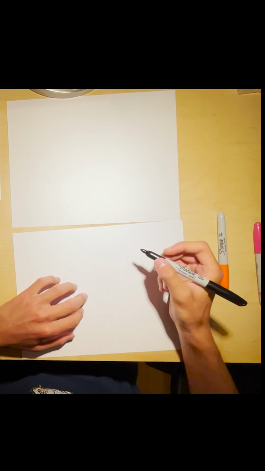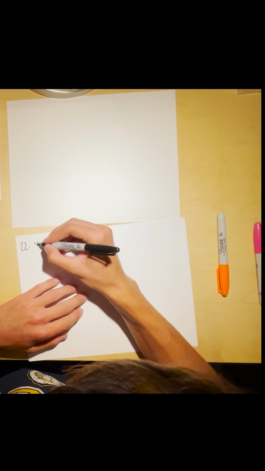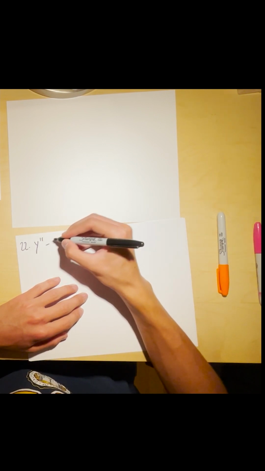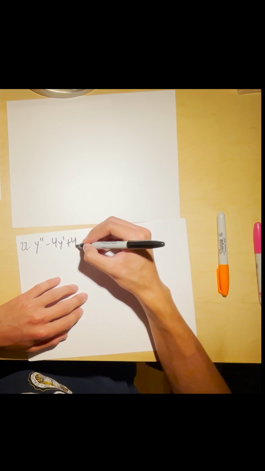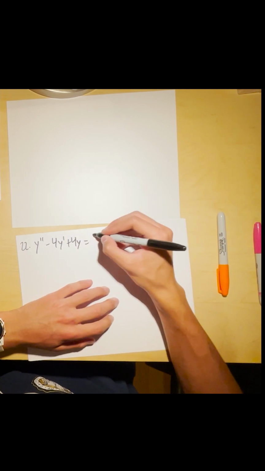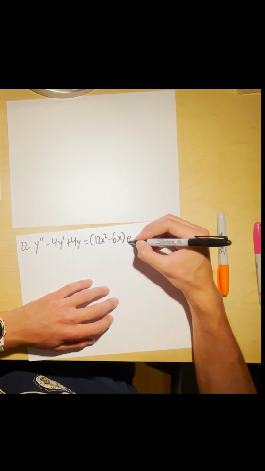Hey everyone, in this video I'm going to solve some problems from section 4.6, variation of parameters, doing it kind of like Patrick JMT from the videos we watch, with the Sharpie and the paper. So here's a 22: y double prime minus 4y prime plus 4y equals 12x squared minus 6x, e to the 2x.